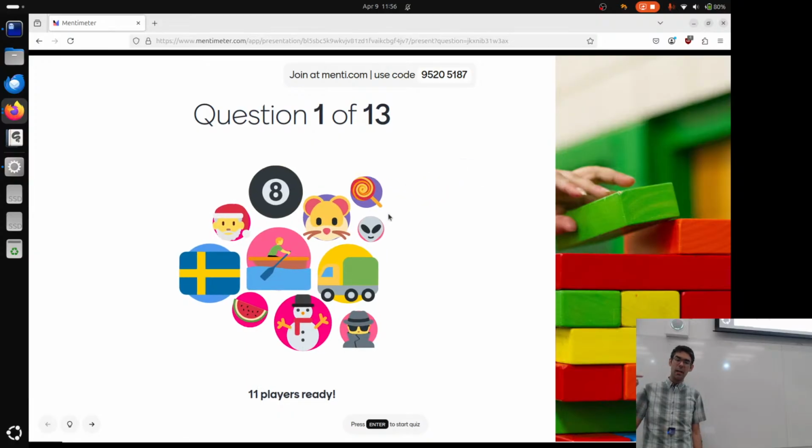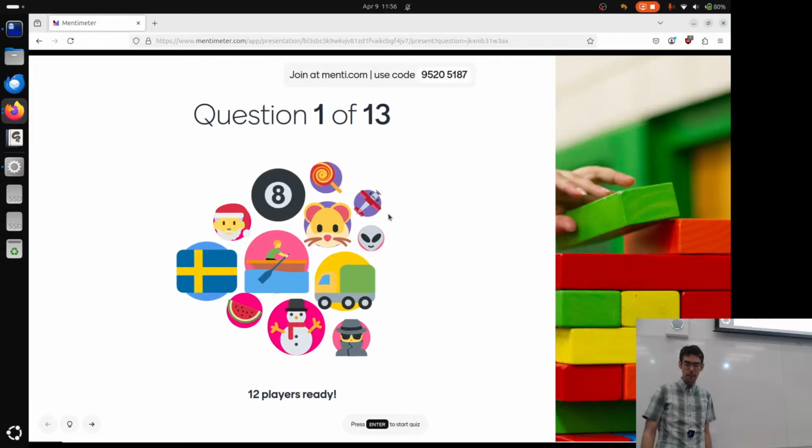I can put the QR code back if that helps. But I see lots of people joining, so okay, awesome.